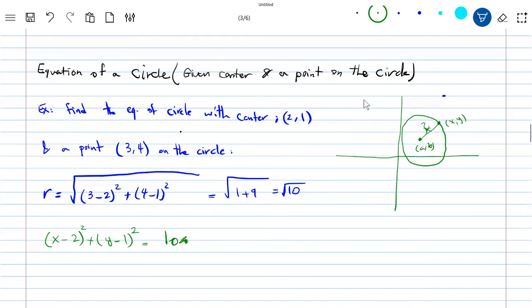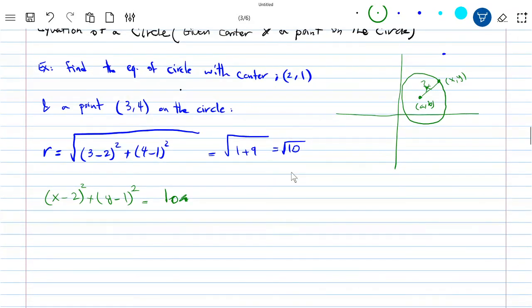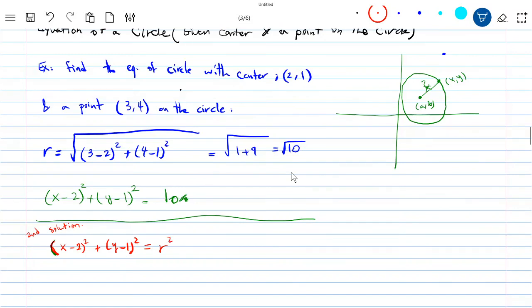This is one way to figure out the equation of the circle. Same question. Instead of using the distance formula, you can do this. You can say, okay, I know the general form of the circle. So this is a second way to solve this equation. I know it is x minus a squared, so x minus 2 squared plus y minus 1 squared. If I knew the r, then it would be r squared. But in this case, I do not know what r is.